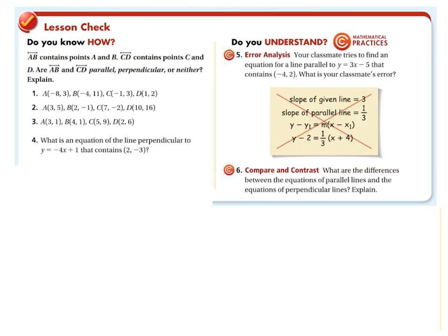I'm hoping that this was a pretty straightforward lesson after you did the one where we reviewed everything from Algebra 1 about lines and their slopes. This one was a natural progression of that. So try these lesson check problems and see whether you do get them. Let me know if you need help. Good luck.